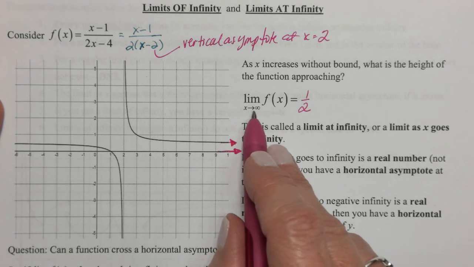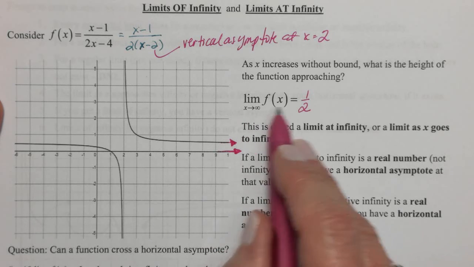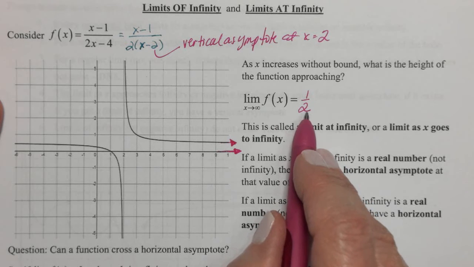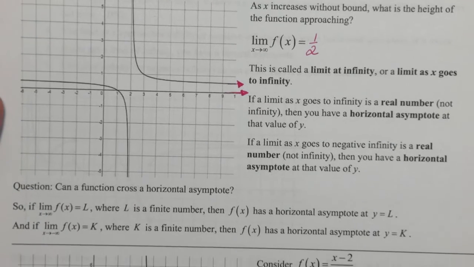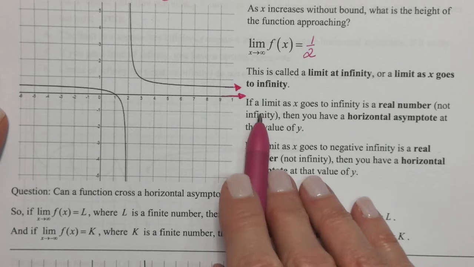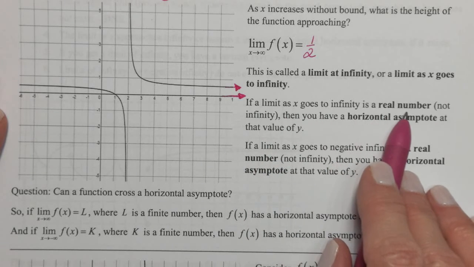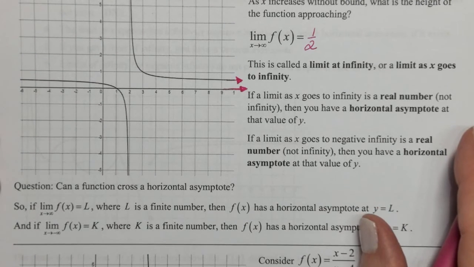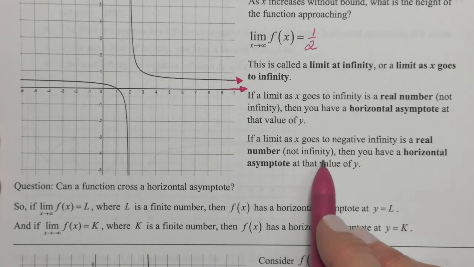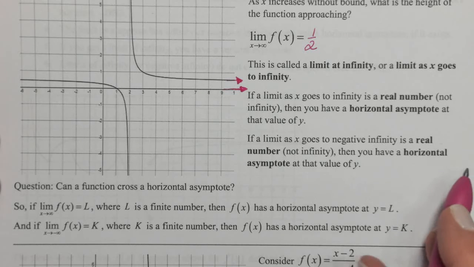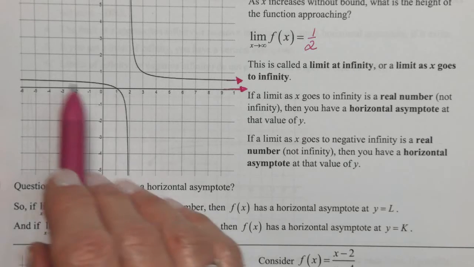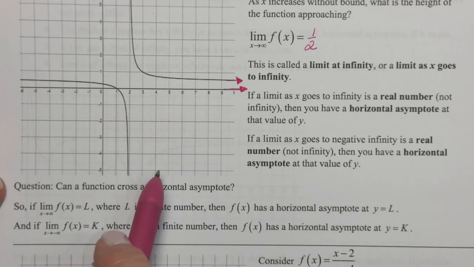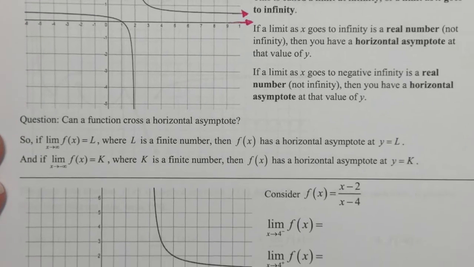This is called a limit at infinity. You don't have to know that though. x is going to infinity. What is the y value approaching as x goes to infinity? So that's a horizontal asymptote. If the limit as x goes to infinity is a real number, not infinity, then you have a horizontal asymptote at that value of y. Also, if a limit as x goes to negative infinity is a real number, you have a horizontal asymptote at that value of y. So you can have two different horizontal asymptotes. Here it's the same horizontal asymptote, but you could have two: one as x goes to positive infinity, one as x goes to negative infinity.